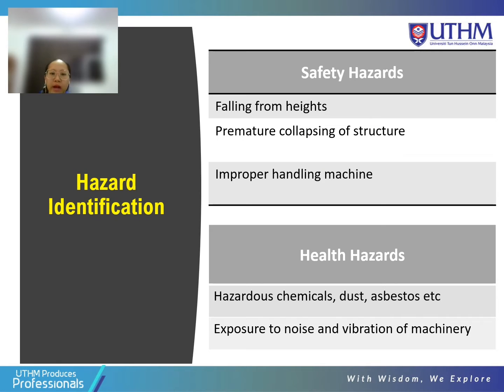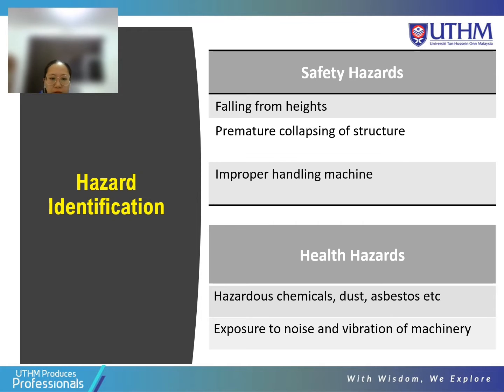We determined the hazards related to demolition works by using the Guide for Hazard Identification, Risk Assessment, Risk Control. Now, we first look at hazard identification. Basically, we can separate hazards into 2 types, which are safety hazards and health hazards. For safety hazards, we can determine falling from heights, falling objects, premature collapse while demolition works are going on, improper handling of machines, and more can be categorized as safety hazards.